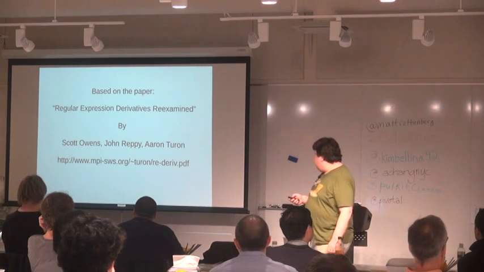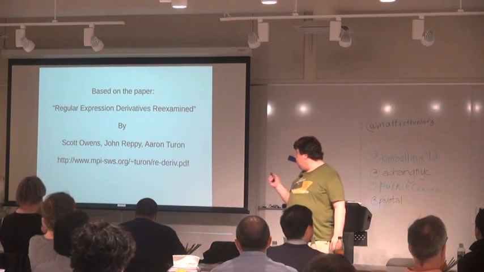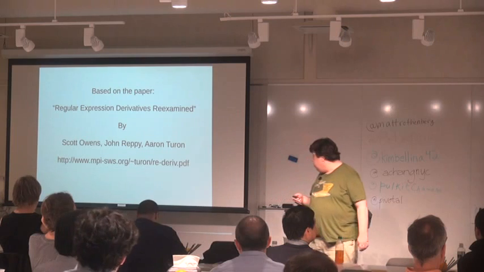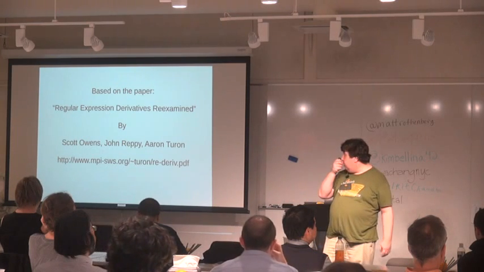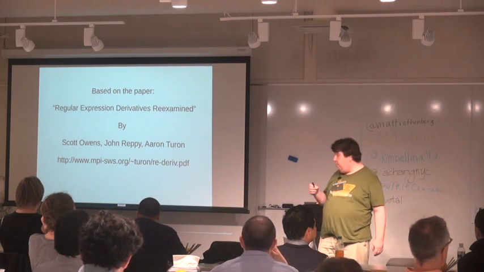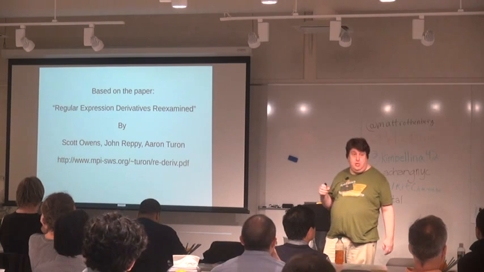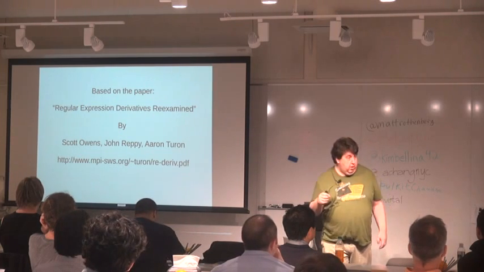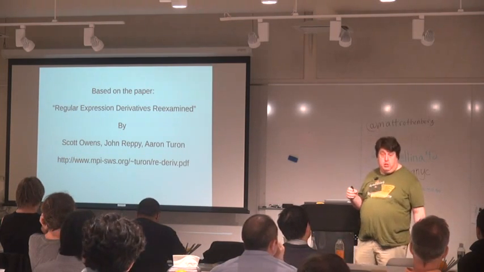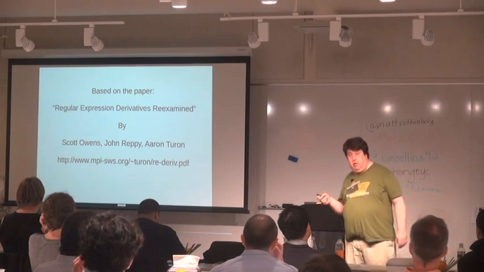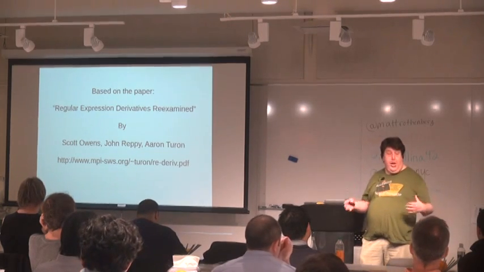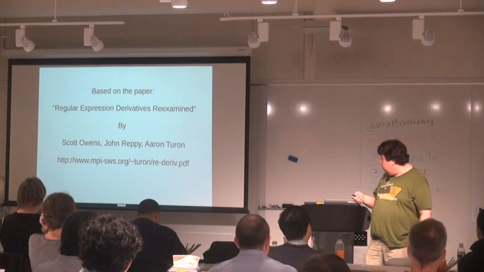This is based on the paper Regular Expression Derivatives Reexamined by Owens, Reppy, and Turon. This is actually work that dates back from, I believe, the 60s when this stuff was first getting laid down. But it was forgotten for the longest time, and now I and several others are trying to unearth it and go, hey, this is a really neat way of doing things.